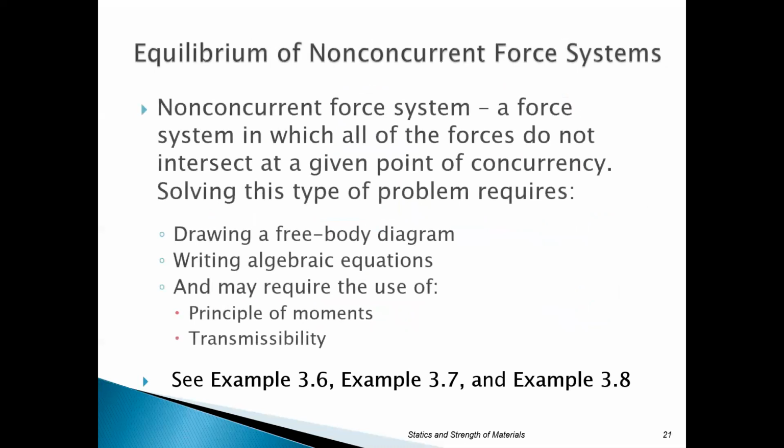All right, so now we get to concurrent, non-concurrent. This is new today, and as I said, it's really not all that different from the parallel force system. The only difference is that you may have to use something at the end. This is a case where all of your forces don't intersect at any given point of concurrency, which is very similar to a parallel force system, but the other thing going on here is they're not all parallel either. So when you have this type of system, just like normal, you're going to draw a free body diagram. That's going to be your first thing.